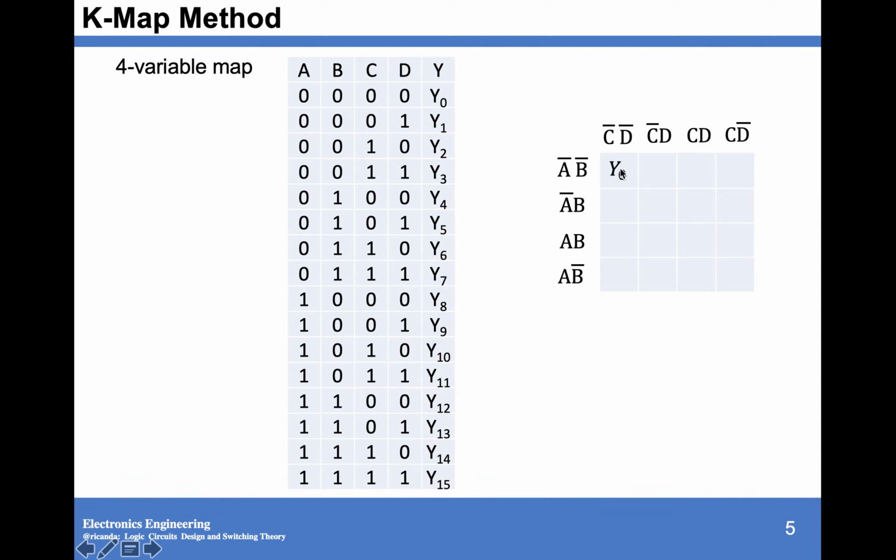So this is location Y0, Y1, Y2, and Y3, Y4, Y5, Y6, and Y7. Then this will be our Y8, because we have A, B bar, C bar, D bar. When we have 1, we jump to this row for the value 1, 0, which is equivalent to 2. Therefore, this will be your Y8, Y9, Y10, Y11, Y12, Y13, Y14, and Y15.